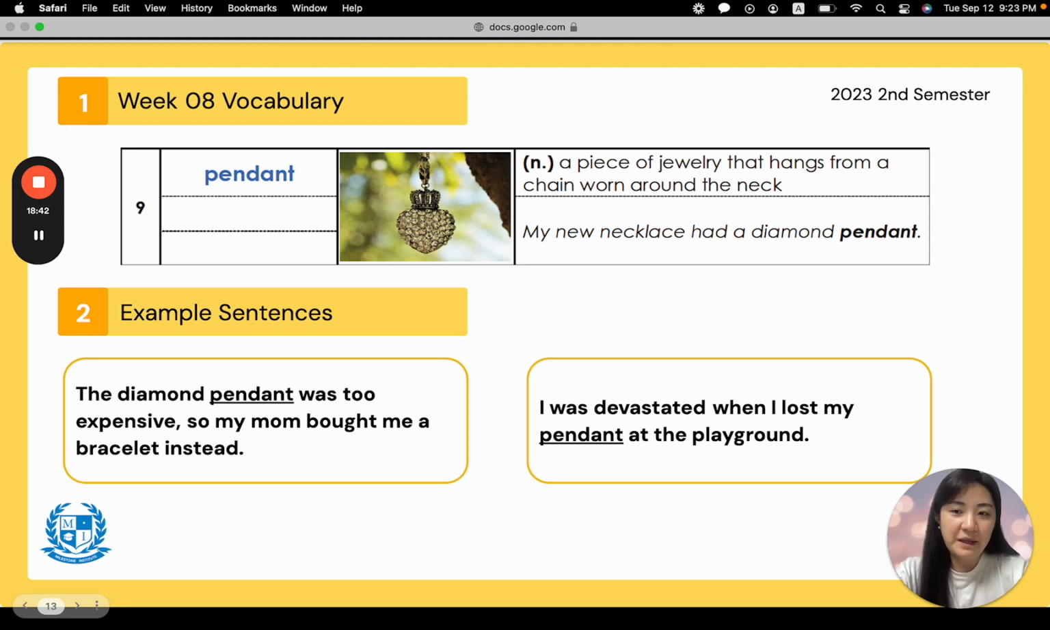Good job. And here, the example sentence at the bottom says, the diamond pendant was too expensive, so my mom bought me a bracelet instead, something that goes around your wrist. Because this thing on your necklace is so expensive, my mom said no. Example sentence 2, I was devastated when I lost my pendant at the playground. So maybe it fell off your necklace, or your necklace entirely fell off your neck and you lost it at the playground, so you're devastated, like, no, I'm so sad because we lost the pendant. Okay, everyone say pendant.